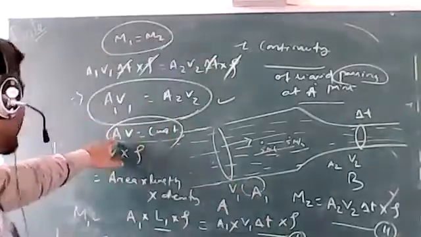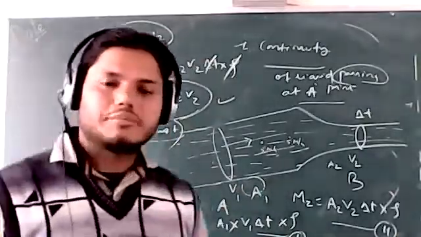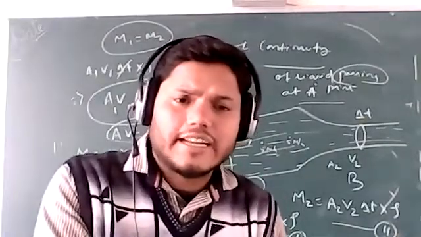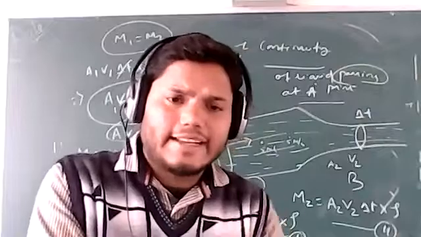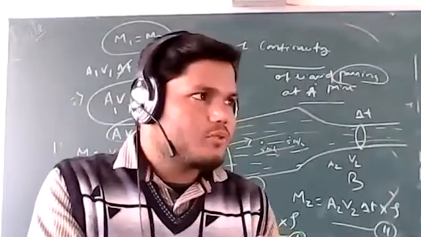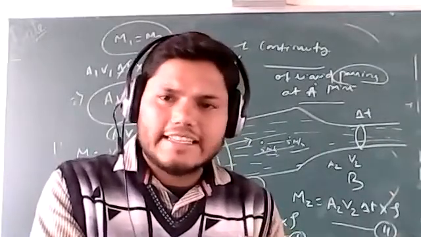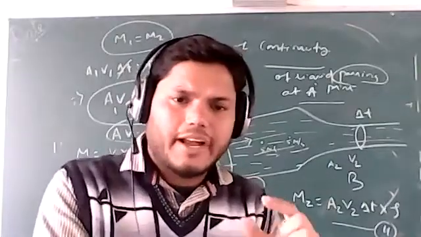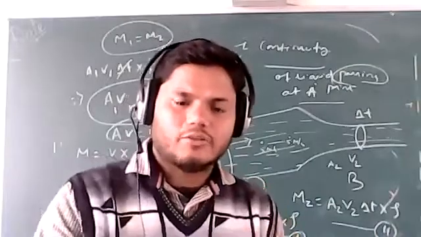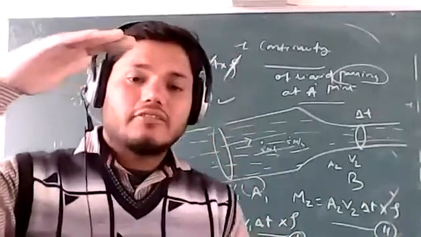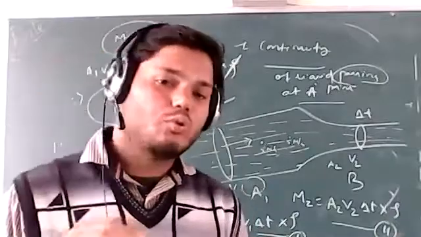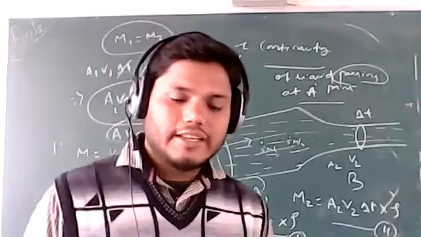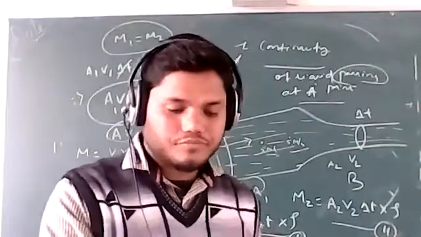So A v remains constant. If the velocity of the liquid increases, that means the pipe should have less area. If the pipe has less area, in that condition the liquid has greater velocity. If the pipe has greater area, that means wider area, in that condition the liquid is moving slowly, that means with less velocity. Okay, so these are the two conditions.